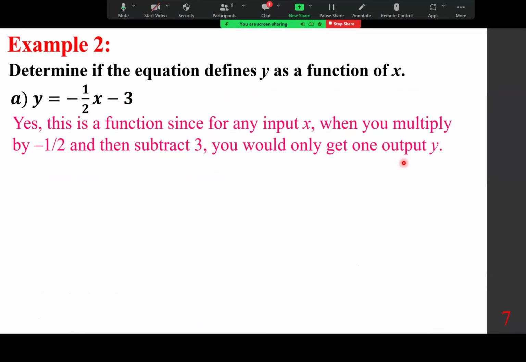Now, to generalize this, I want you to recognize this as what we call a linear function. It's a polynomial of degree 1. Every linear function represents a function. So linear function.